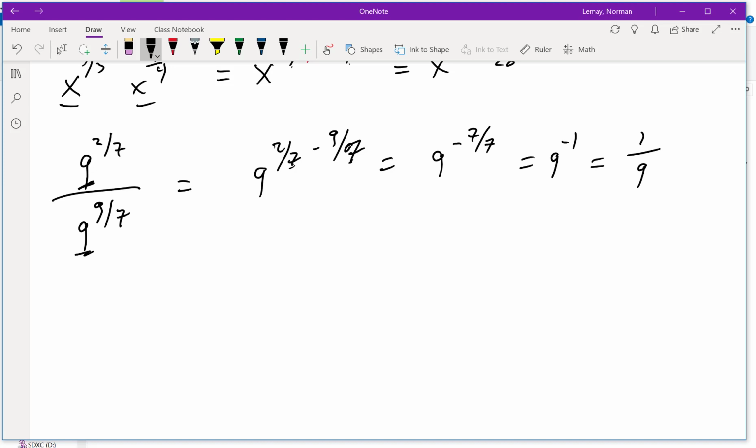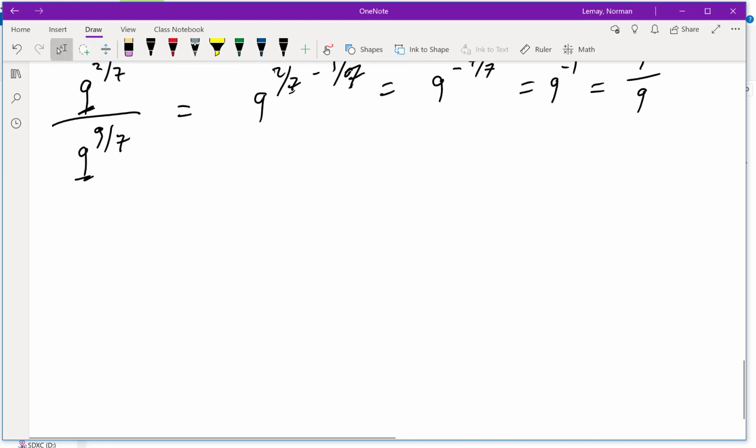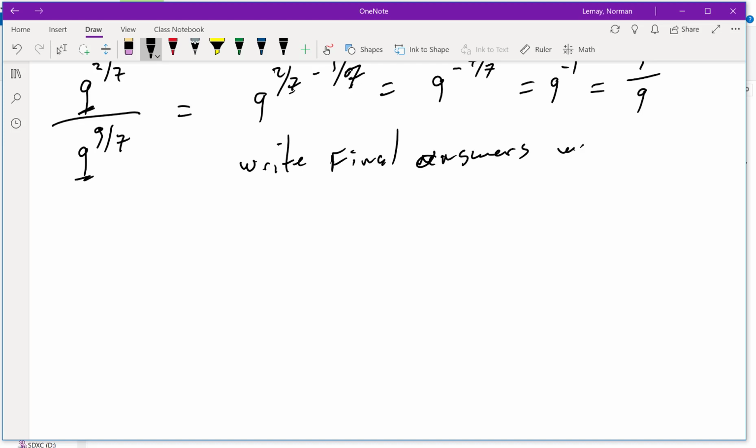Again, we rewrite our final answers with positive exponents. So this is a standing rule. The standing rule says we always write final answers with positive exponents.